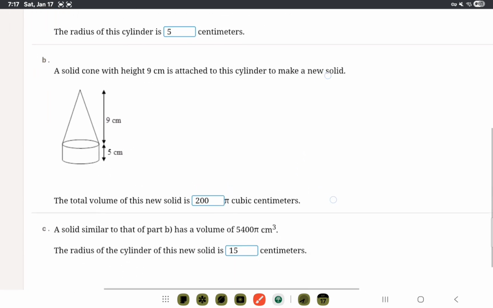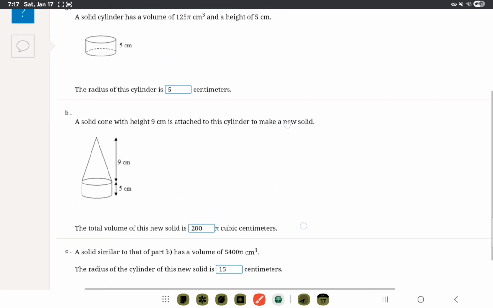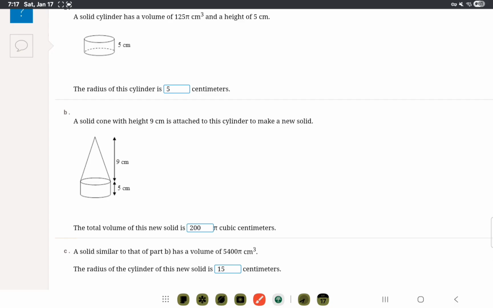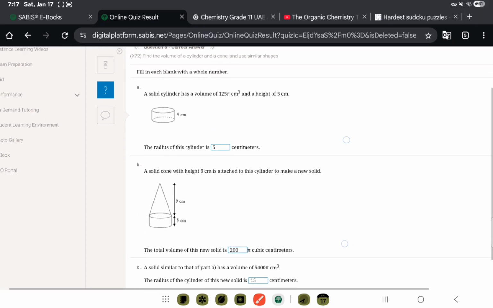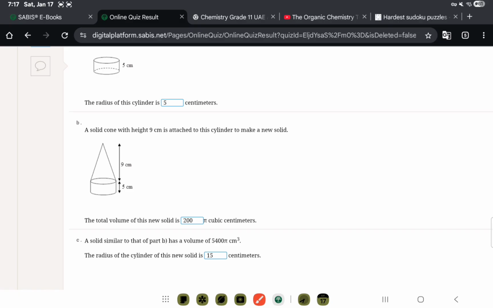Part B. Now, for what question is this? 8? Okay, so for part B, you really need to focus.